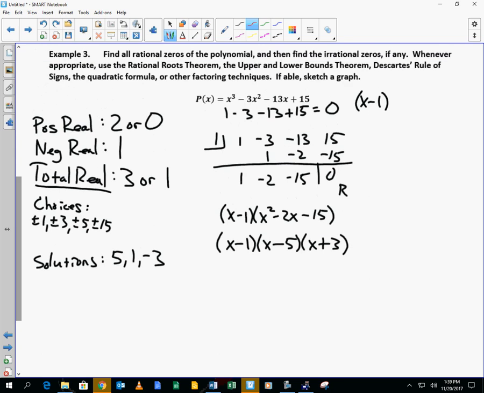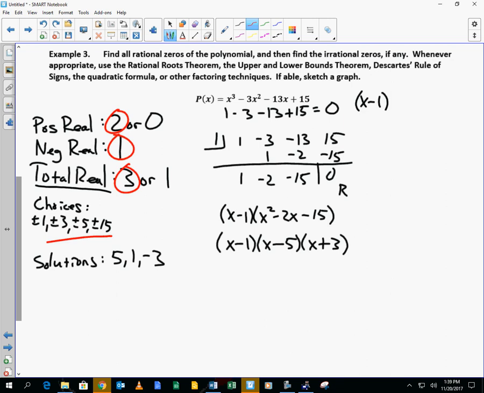Here's part of why that's so cool. How many positive real solutions do I have? 2. We were able to know that from even before we started. How many negative real do I have? 1, for a total of 3 real. And all the choices match up with what works.